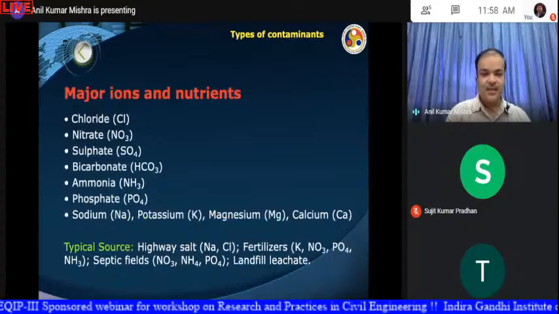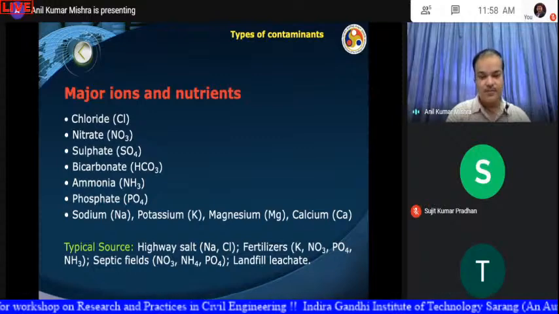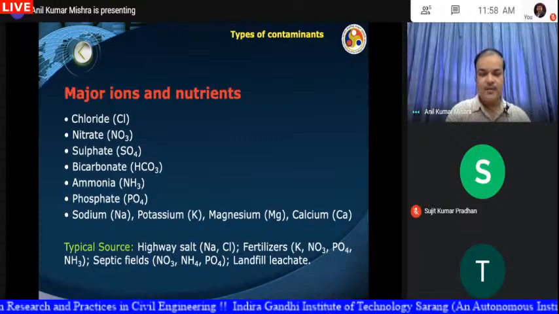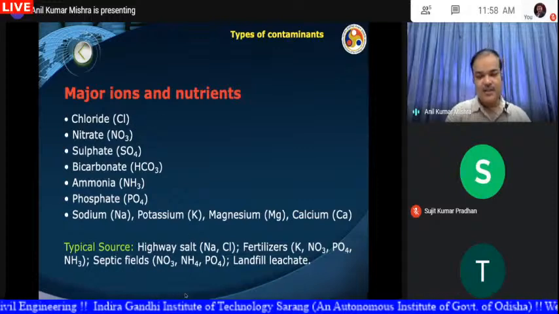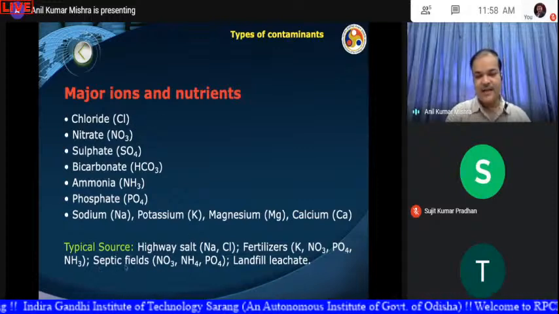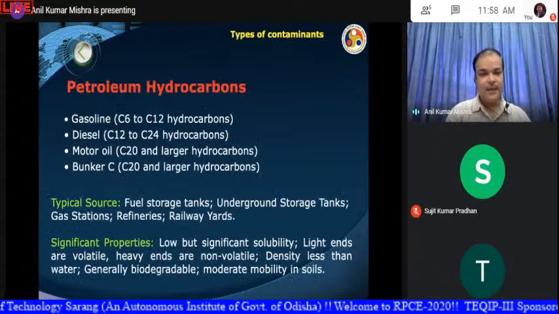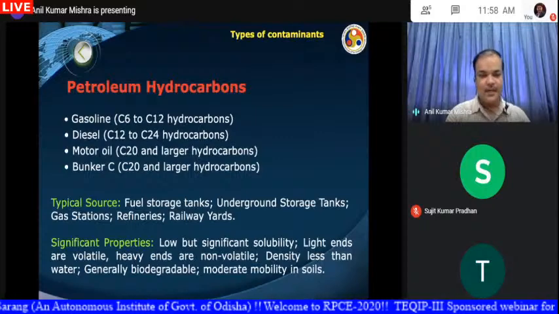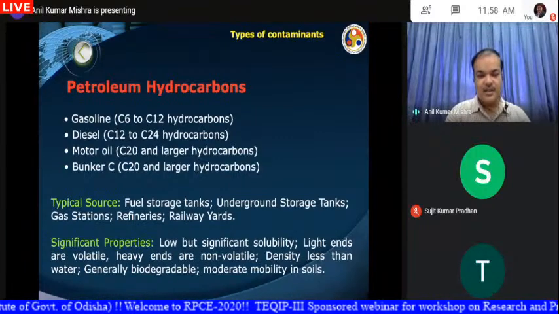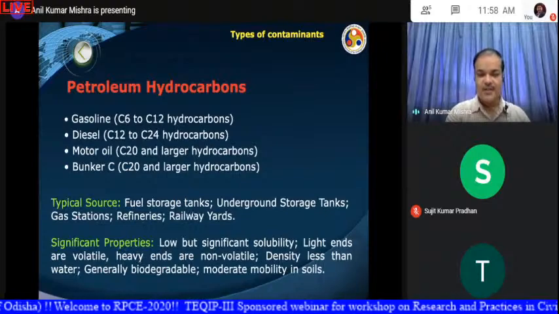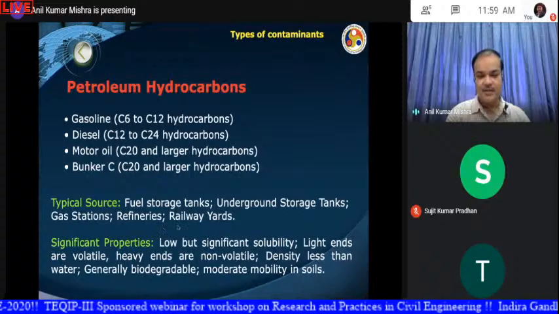Similarly, major ions are chloride, nitrate, sulfate, bicarbonate, ammonia, phosphate, sodium. These are the different nutrients or major ions. Generally, these are found in septic fields, landfills, fertilizers. Then petroleum hydrocarbons: gasoline, diesel, motor oil, bunker oil. The sources are storage tanks, underground storage tanks, gas stations, refineries, railway yards.